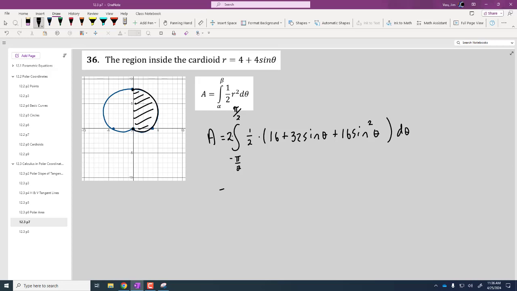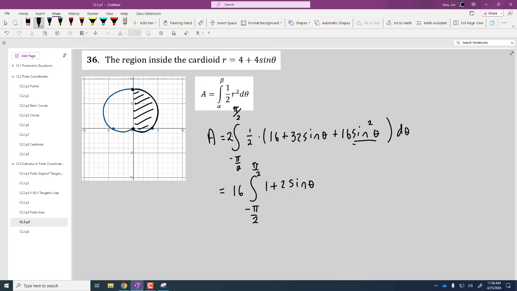So then let's factor out the 16. The 2's cancel, factor out the 16. And what do you think we're going to have to do with that sine squared? So factoring out the 16, we're going to get 1 plus 2 sine of theta. What are we doing with the sine squared? Power reduce, downshift.